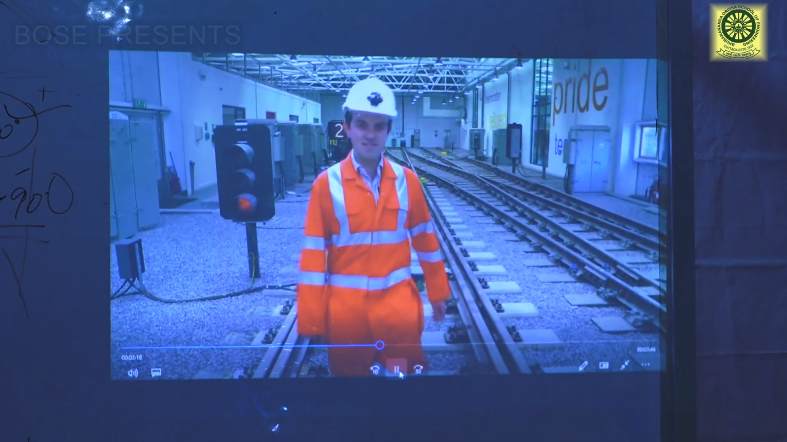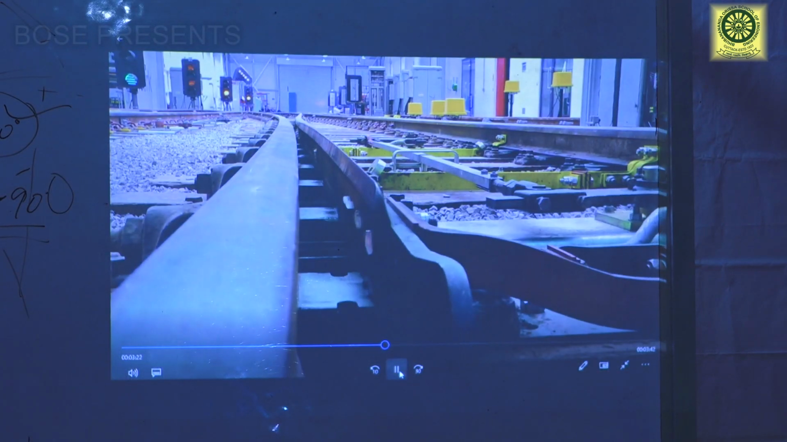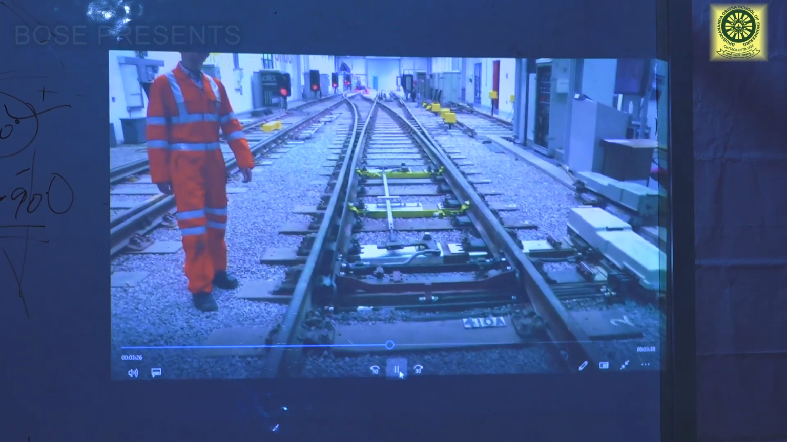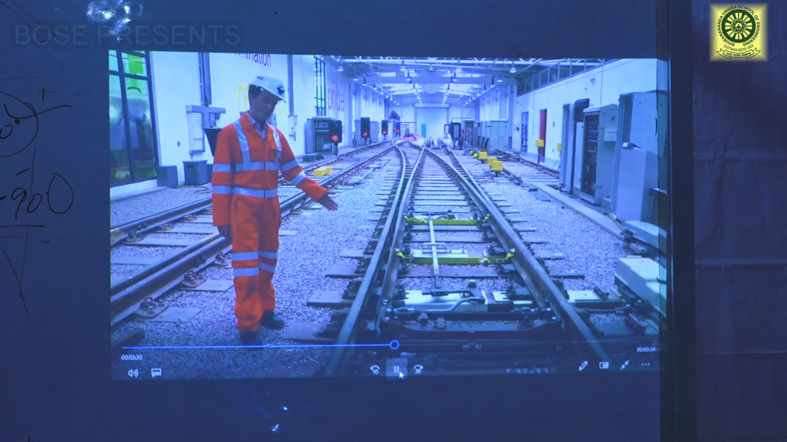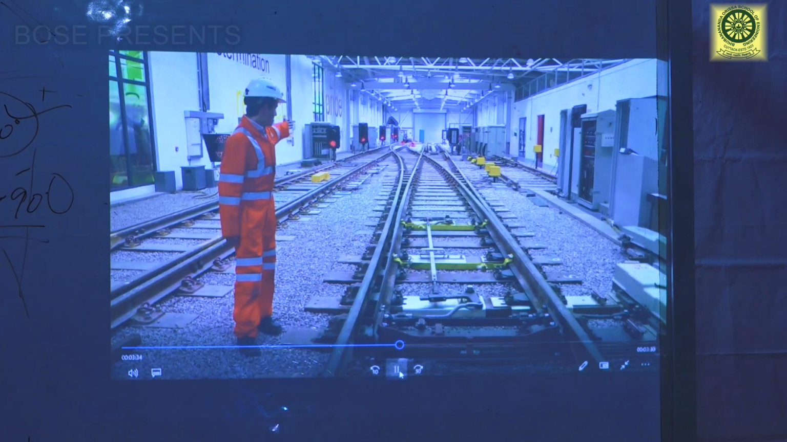My name is Oswald, and I'm a graduate engineer working for Fairley Brown. I'm here today to teach you about switches and crossings. The most simple form of S&C is the turnout. This is a left-hand turnout. As you can see, it diverges from the main route in a leftward direction.